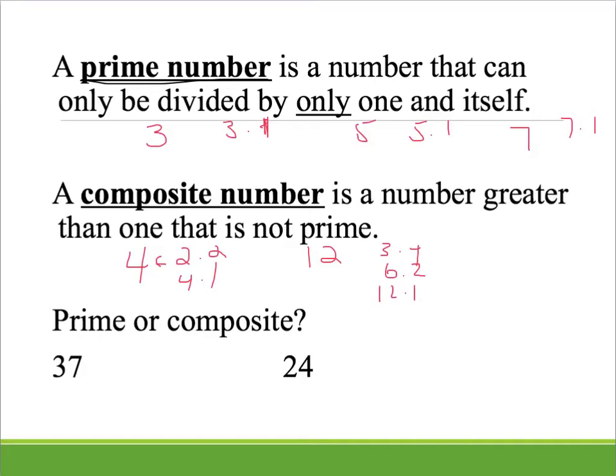So let's look at the number 37. What are the factors of 37? I can do 1 times 37, and that's actually it. So 37 is going to be prime. And 24. For 24 we can do 1 times 24, 2 times 12, 3 times 8, 4 times 6, and that's it. Because we have more than just 1 and itself, this is composite.